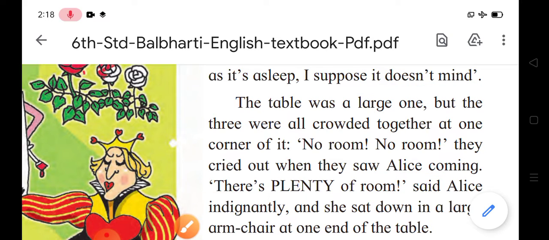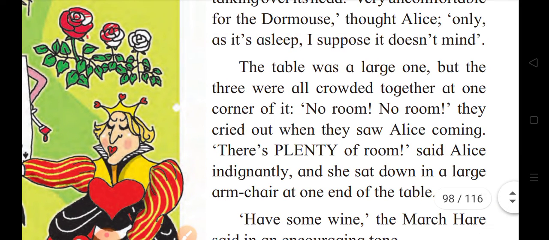So they cried out when they saw Alice coming, and there's plenty of room, said Alice indignantly. When she saw that all three of them were sitting in one corner, and the table was so big, she was in anger. So she said indignantly that there is plenty of room. Now, the meaning of indignantly is showing anger that has been caused by something wrong or unjust or mean.